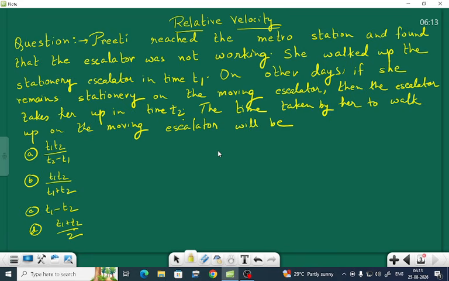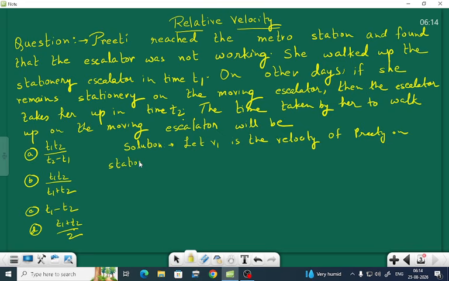ठीक है, तो सबसे पहले हम लिखेंगे लेट सॉल्यूशन। Let v1 be the velocity of Preeti on stationary escalator, and d is the distance traveled by her.